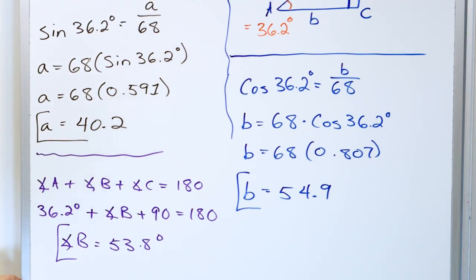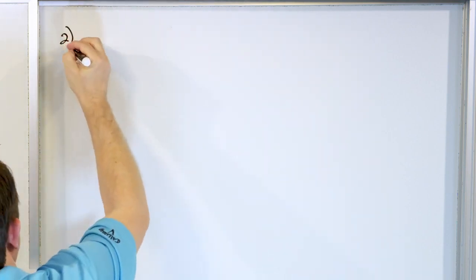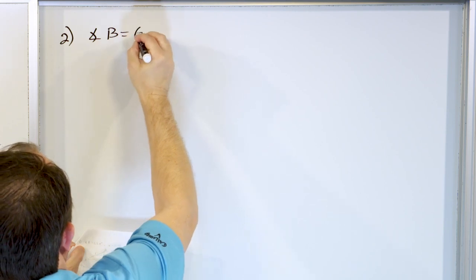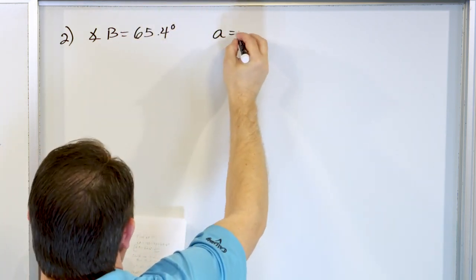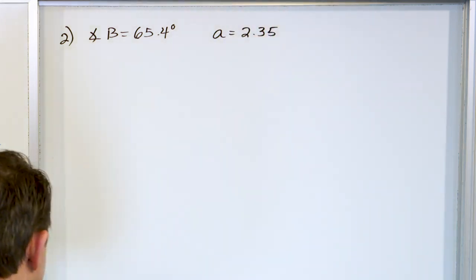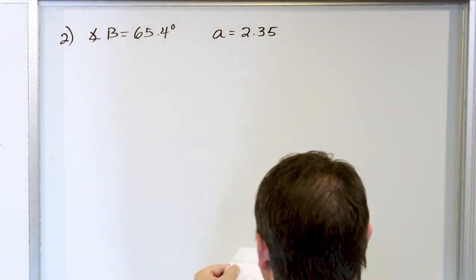All right, let's take a look at problem number 2. I'm going to give you that the measure of angle B is 65.4 degrees, and that side A is 2.35, whatever the unit is, millimeters, centimeters, nanometers. And we want to solve the triangle. We want to find all the other angles and all the other sides.